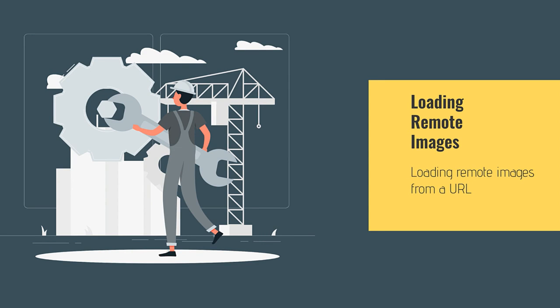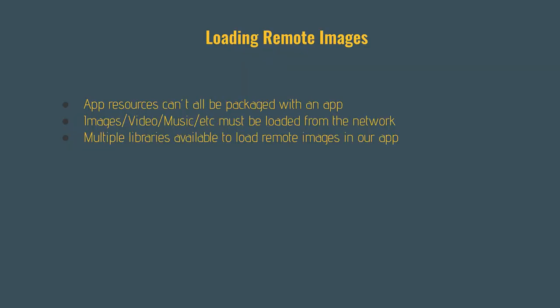So now we've talked about loading remote data. Another type of remote data that we might have to load is images. App resources can't all be packaged within an app. Resources today are too large. They take up too much room. Designs might need to change. We have too much dynamic data. We just can't load everything into the app.